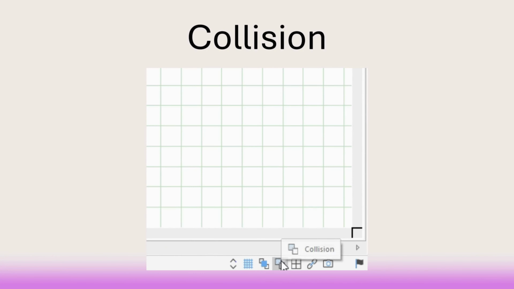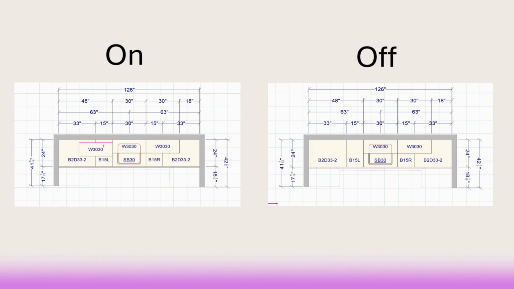The Collision button prevents items from overlapping in your design. When it's enabled, the software blocks items from intersecting with each other. To bypass this temporarily, hold the Control key while moving the item, or simply turn off the Collision button.